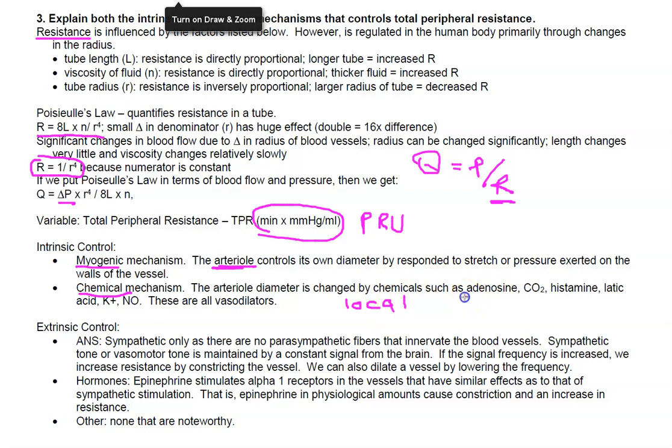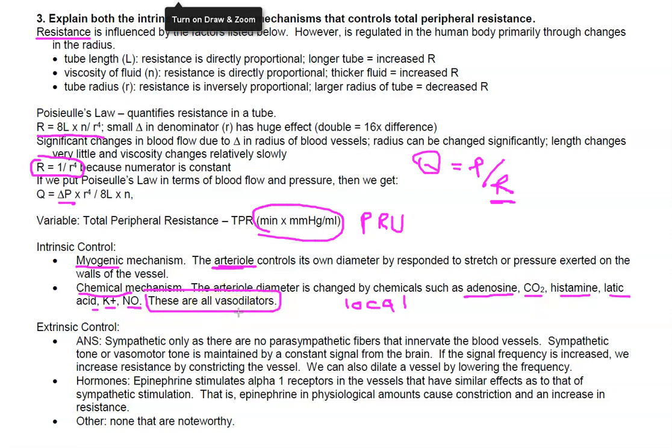Because all of these, adenosine, carbon dioxide, histamine, lactic acid, potassium, nitric oxide, are all examples of those local chemicals. So they work by diffusion. They're often released in greater quantities during muscular movement, an increase in metabolism. That's why they're called metabolites. And they're all vasodilators. So all of our local chemicals cause vasodilation.